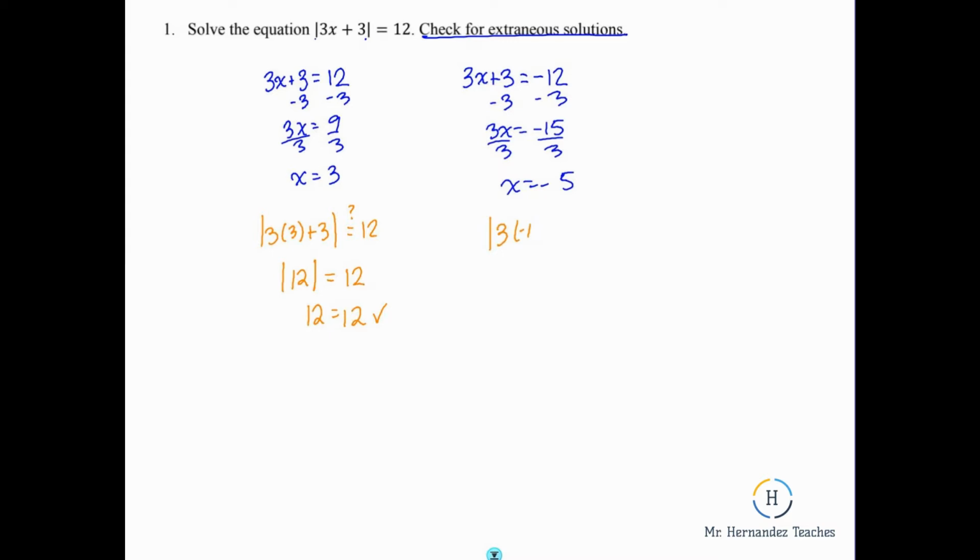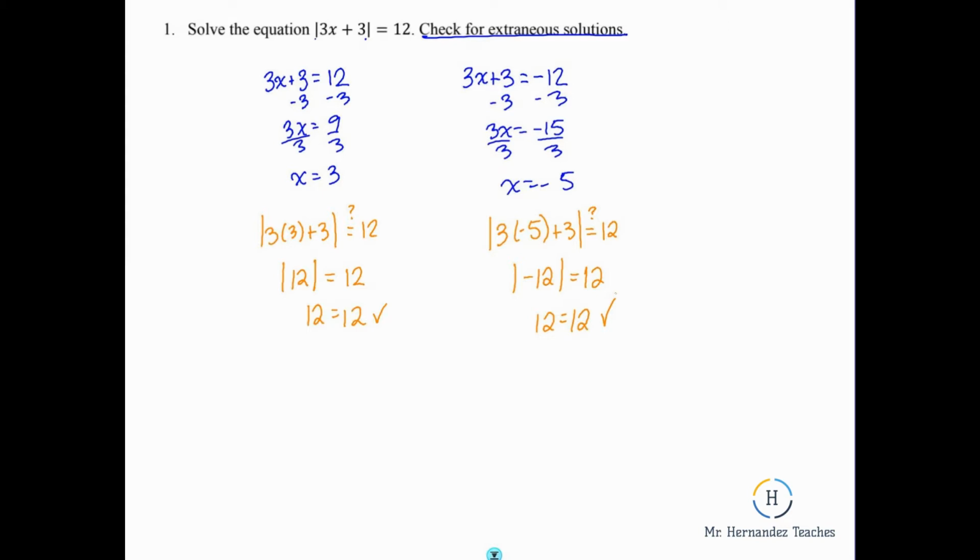Go back. All right, so 3 times negative 5 plus 3, close absolute value, does that equal 12? So we're going to get the absolute value of negative 15 plus 3, so negative 12, equal to 12. And the absolute value of something means the distance from 0. So negative 12 to 0, that's 12 steps, so we get 12 equal to 12. So that also works.